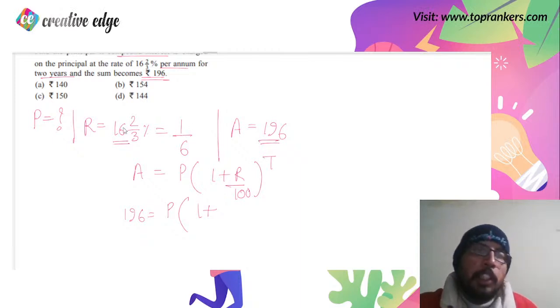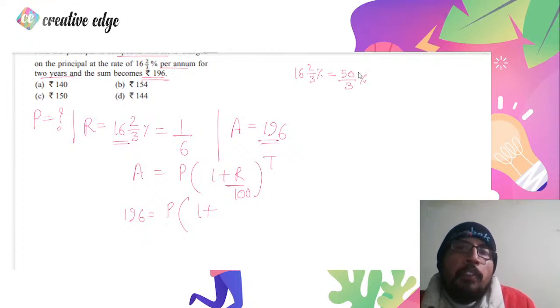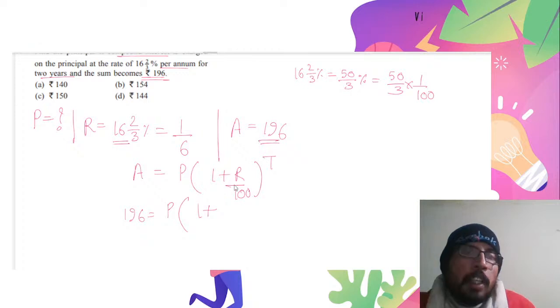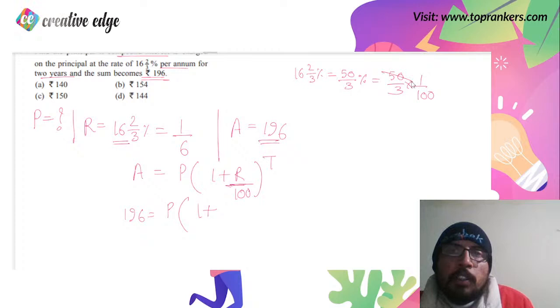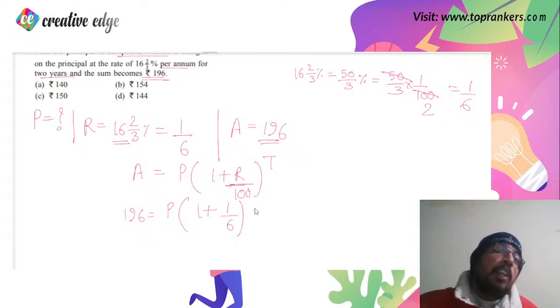Those who are not able to understand, they should consider here that 16 2 by 3% is basically 50 by 3%. Notice that I have not yet removed this percentage symbol. Percentage means 1 by 100, so 50 by 3 divided by 100 is basically 50 by 300, which is nothing but 1 by 6. So instead of R by 100, you can write 1 by 6 whole to the power T.